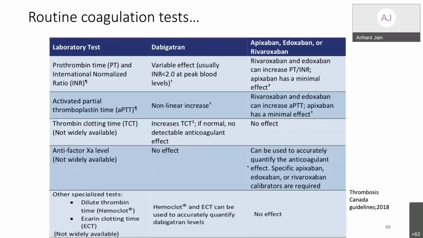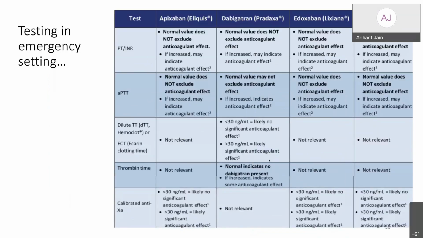In those cases, we have to see whether there is an effect of the drug there or not. For that, for Dabigatran, as I already told you, you do the TCT or the thrombin clotting time. For apixaban and rivaroxaban, you will have to do an anti-Xa level, but the specific anti-Xa level may not be available widely. So PT, APTT, INR will not exclude the drug effect. That is something you need to remember. It's not like if the patient is on Dabigatran and the APTT and PT are normal, you can safely take the patient for the surgery.